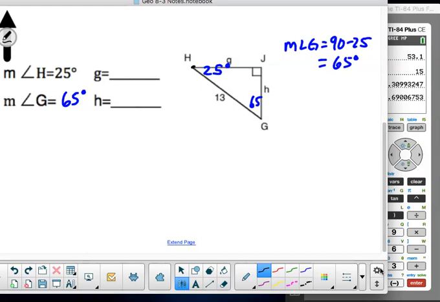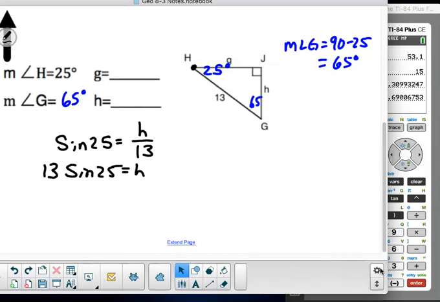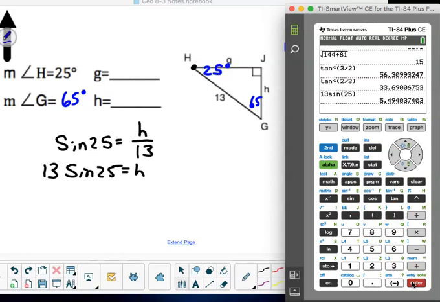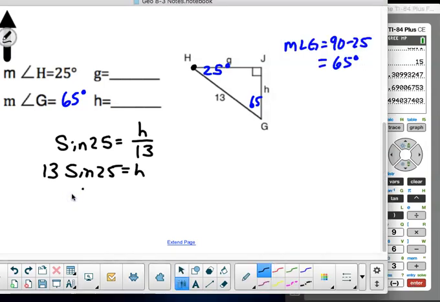If I'm looking for h from 25 degrees, h is opposite. So I've got the sine of 25 degrees, and that is opposite over hypotenuse, h over 13. So h is equal to 13 sine of 25 after I multiply by 13 on both sides. That gives me 5.49. They don't tell me what to round to, so I'm going to go to the penny since they didn't, but that is h. So I've got 5.49 for h. Now, do not use this to find the answer using the Pythagorean theorem.